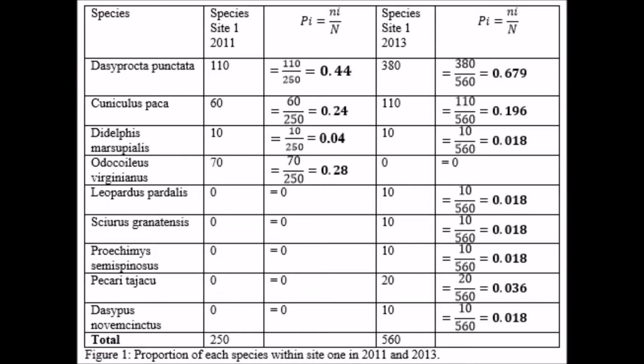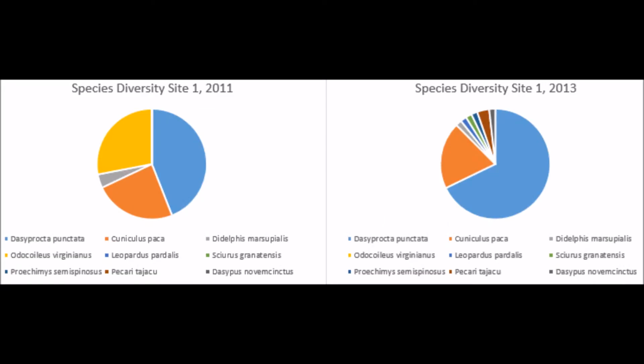of species. The first thing I did was calculate the proportion of each species that were in Site 1 in 2011 and 2013. This is known as PI, and in order to calculate it, I took the number of individuals in each species, NI, and divided each by the number of animals in the site. The results were then transformed into a pie graph, which gives a really nice, clear visual representation of the comparative proportions of each species in Site 1.